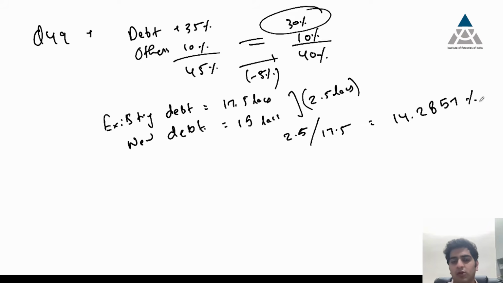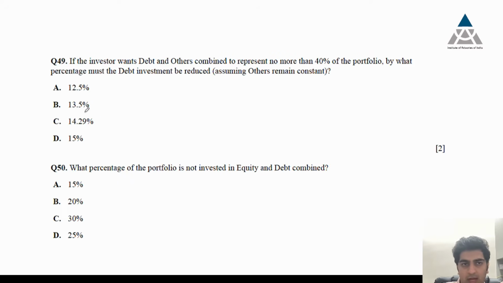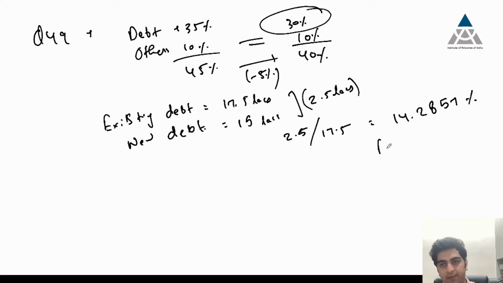So this is a question where you may just get confused over some of the wordings. Like you may just want to jump quickly and say, oh, 5% reduction, but that's not the case. 5% reduction is of the total investment. How much is debt reducing by? So debt is reducing by 2.5 upon 17.5. So that will be 14.29%, which is option C.